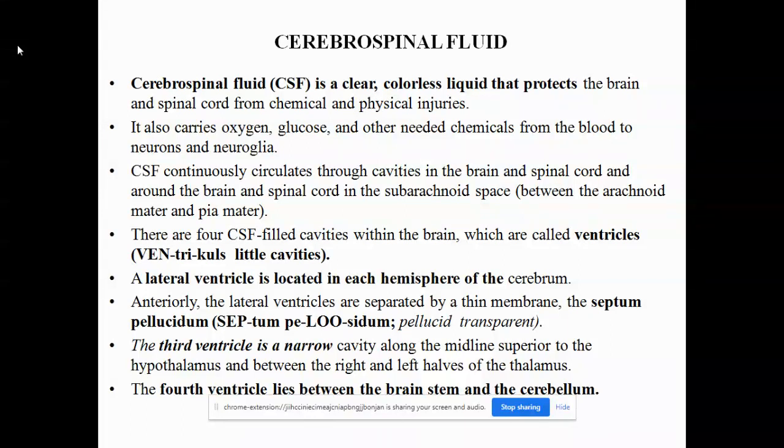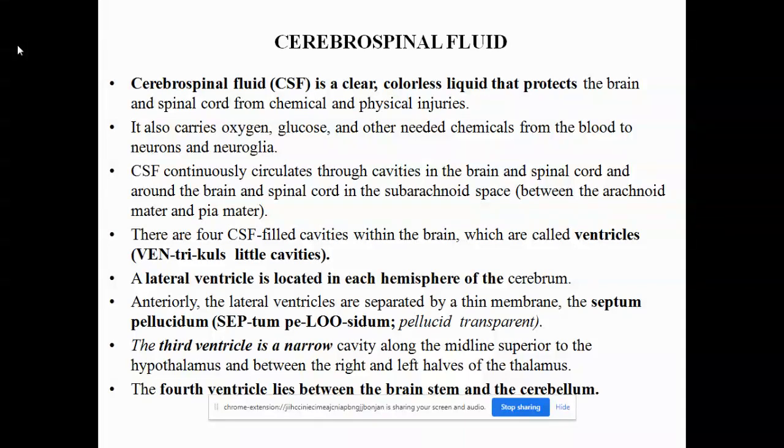So what does it do? It continuously circulates through the cavities in the brain and spinal cord, and around the brain and the spinal cord, in the subarachnoid space. So it is circulating in the subarachnoid space, which is the space between the arachnoid mater and the pia mater. That is the middle layer and the inner layer. So this is very, very important.